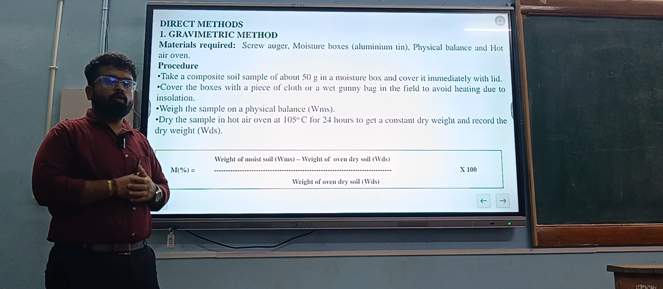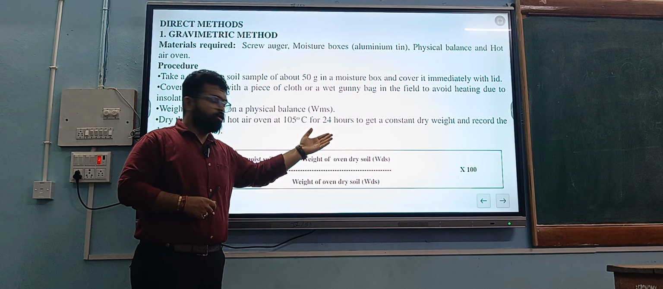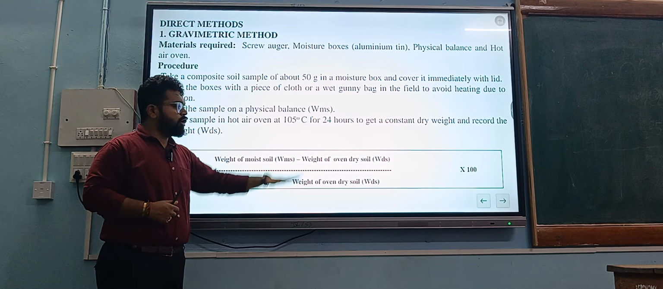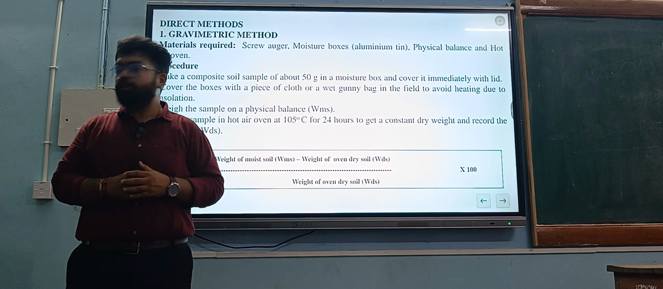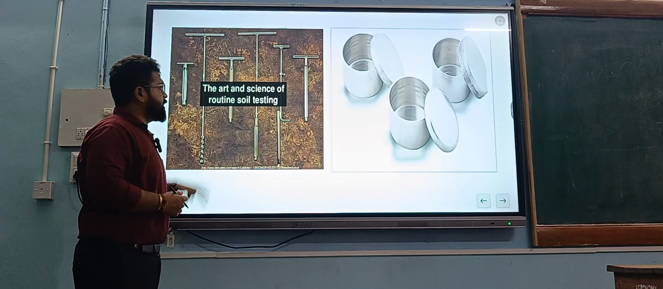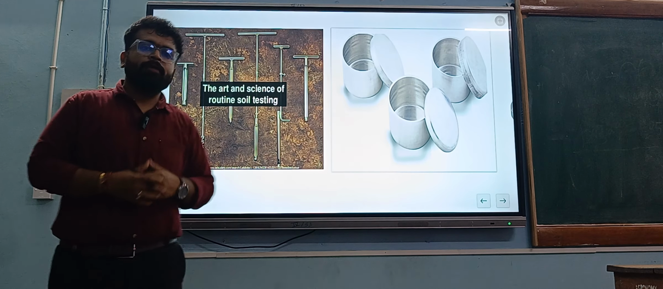Then you have to place it in an oven at 105 degrees Celsius for 24 hours. It becomes the oven dry weight of the soil. So the difference, divided by the oven dry weight of the soil and multiplied with 100, will give you the moisture content on gravimetric basis. That is gravimetric moisture content.